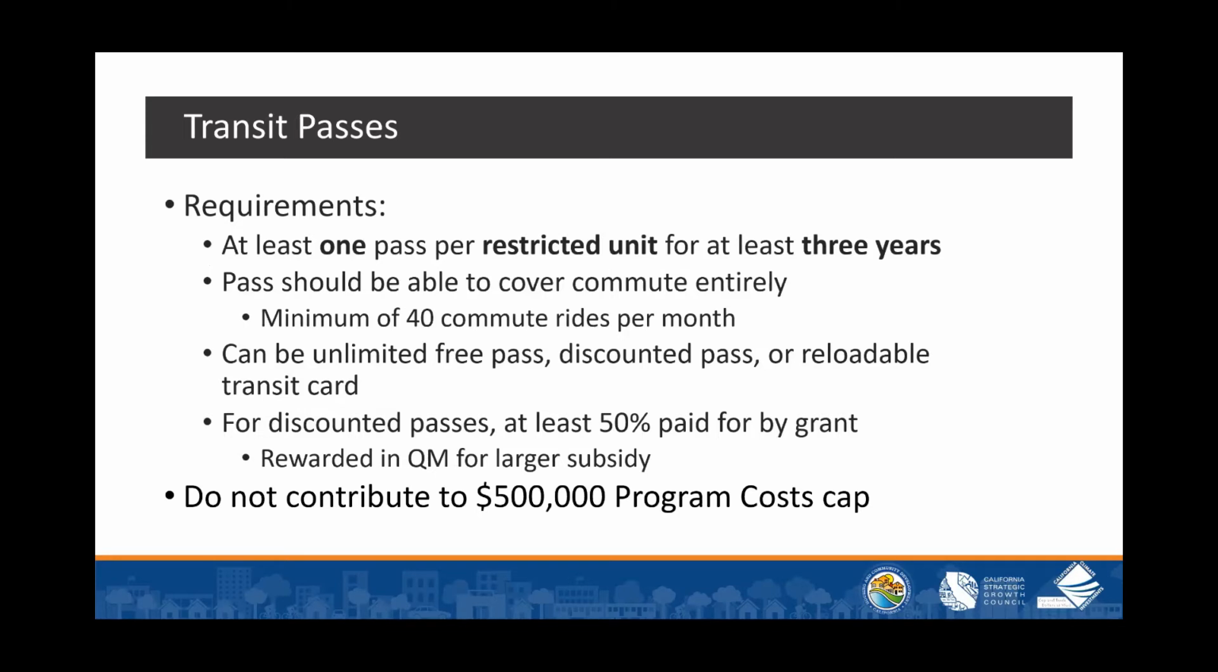For transit passes, the requirements are that at least one pass per restricted unit be for at least 3 years, and the pass should be able to cover commute entirely, which means you will have a minimum of 40 commute rides per month, and you can also have unlimited free passes, discounted passes, or reloaded transit cards. And for discounted passes, you want to make sure that at least 50% is paid for by the grant. And you will be rewarded in scoring and qualifying for a larger subsidy, and they do not contribute to the $500,000 program cost cap. It is not part of it.